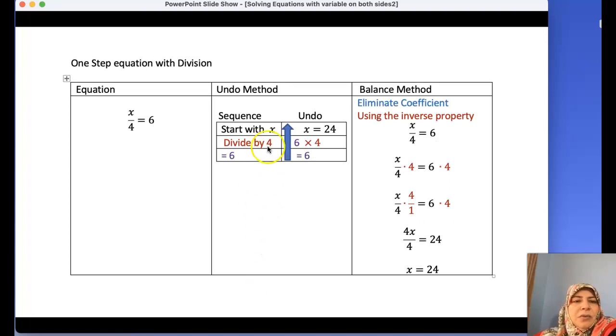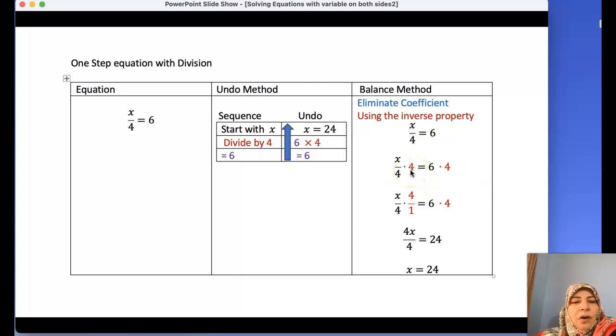Same thing with division. The fraction bar means division. So in the undo story, you undo division by multiplication. This is exactly what I'm going to do here. This time, I don't have a constant. It's a coefficient, a number with the x. So how do I eliminate the coefficient? Here is division, undoing it by multiplication. So I'm going to multiply this by 4 and multiply this by 4. Some students do not see that this 4 and this 4 eliminate each other. So I want to show you what's happening here.